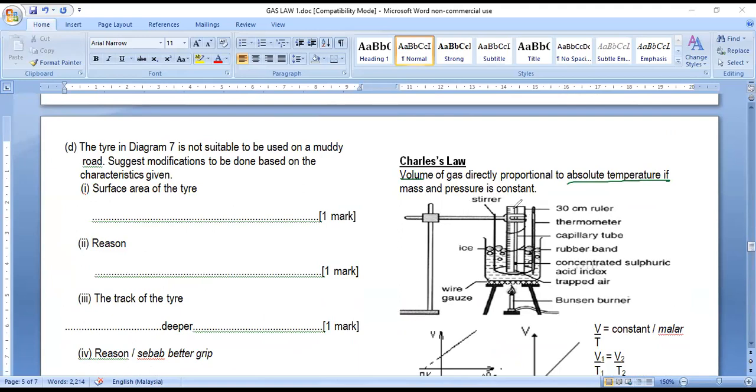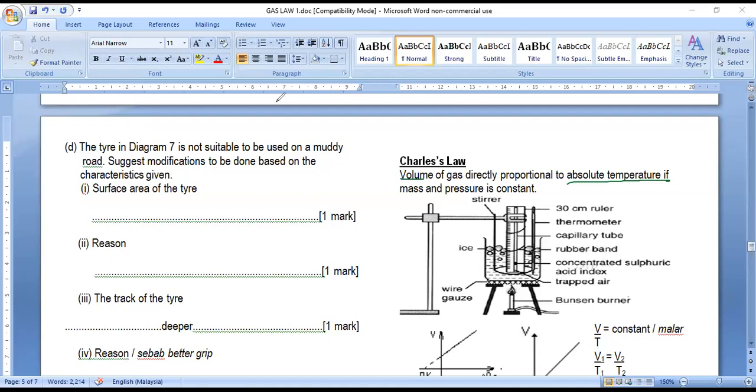What you must do, you prepare a capillary tube. So there'll be trapped air inside there. Use concentrated sulfuric acid, because it can absorb water vapor inside the air. To get a good result, the air here must be dry, so you need to absorb the water vapor. Then you tie it to a ruler to measure the length later on, and you put it inside a beaker filled with ice and water, then just heat up.